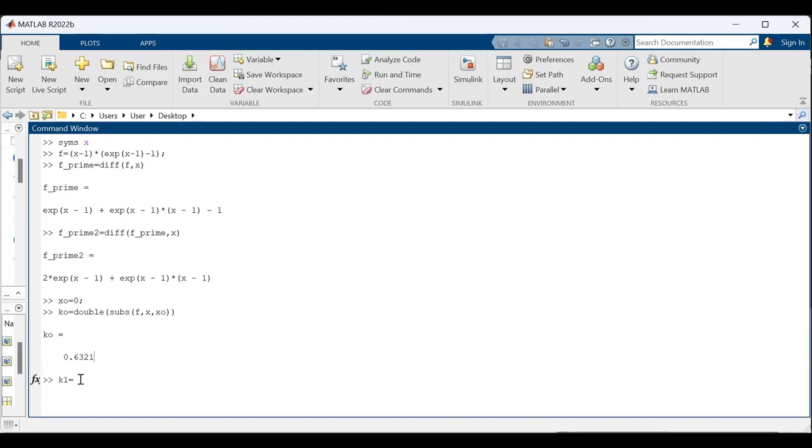So again, I need to find f prime of x naught. I'm going to give it a name, k1. This is a variable that I'm going to assign to that, k1. Again, I want it to be in decimals, so I'm just going to use double. That's how we convert a number to decimals, right? Double, and then substituting in the function. What function we're using now is f prime, because I'm getting f prime of x naught. So f prime, with respect to x, and then what value am I substituting? x naught. So I'm putting x naught there.